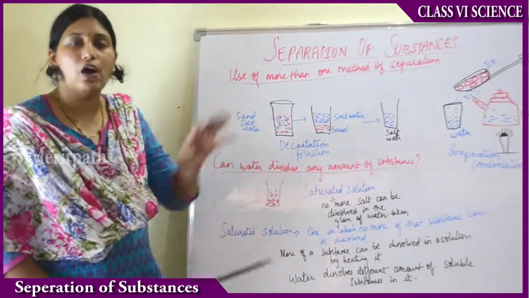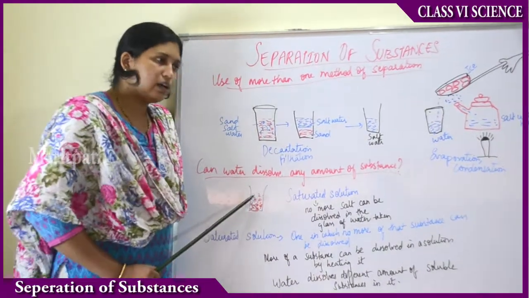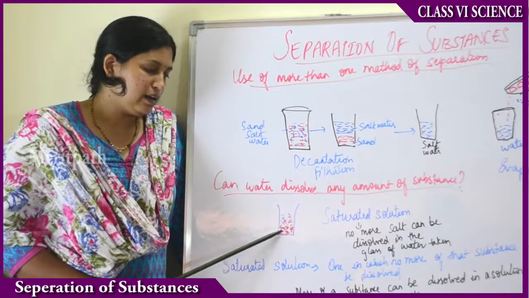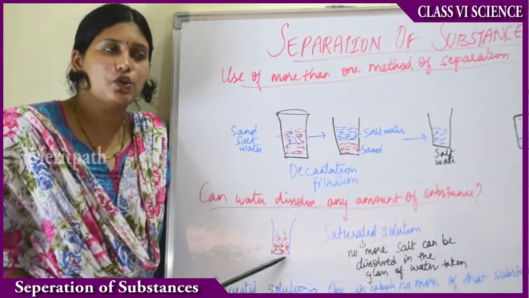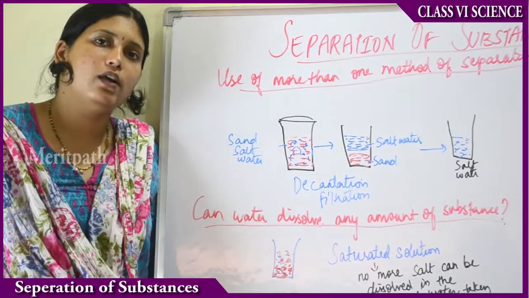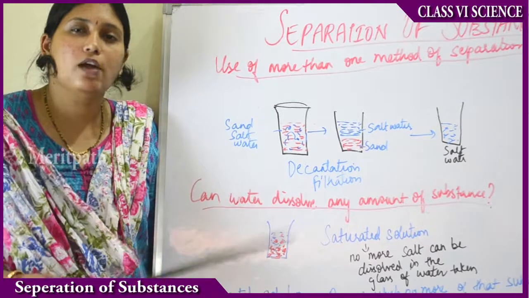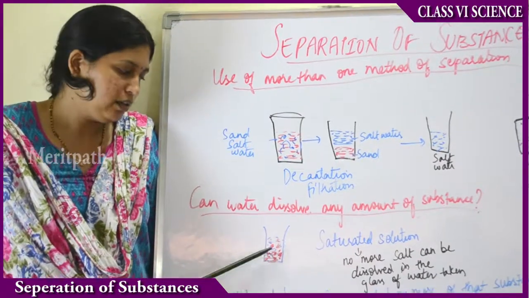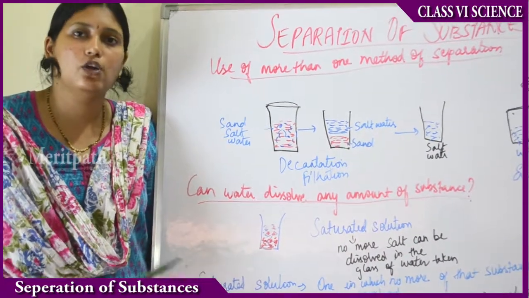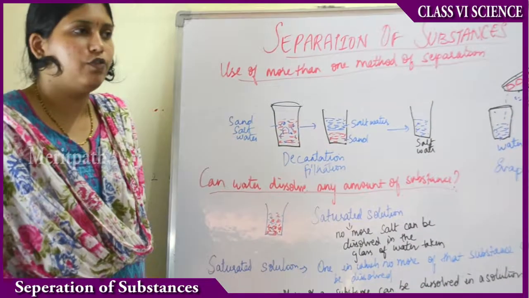Can water dissolve how much ever quantity of substance you add? For this we have to take a glass of water and start adding salt. Take a big packet of salt, say 1 kg or half kg packet, and keep adding salt in the water until the water can no longer dissolve the salt. That means you have to add so much excess salt that this glass of water cannot dissolve that amount of salt. Then what we do, we heat this glass of water.